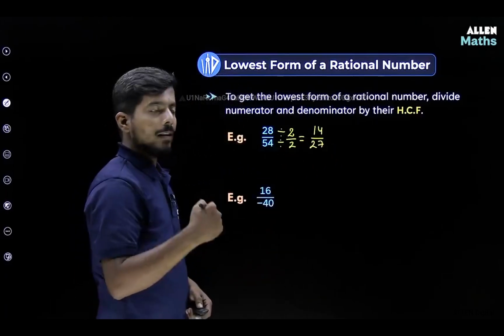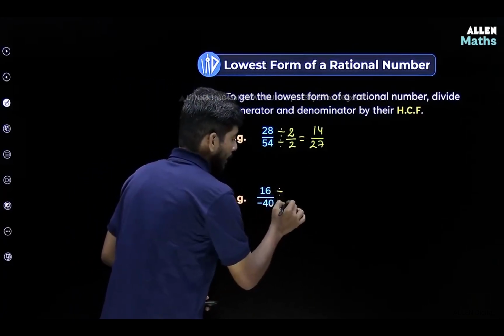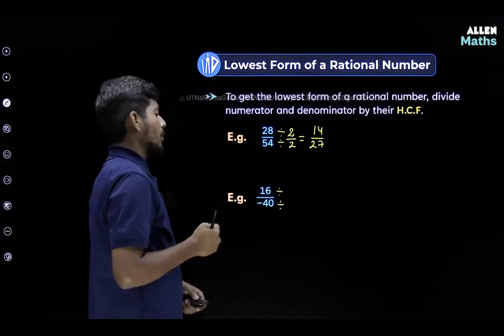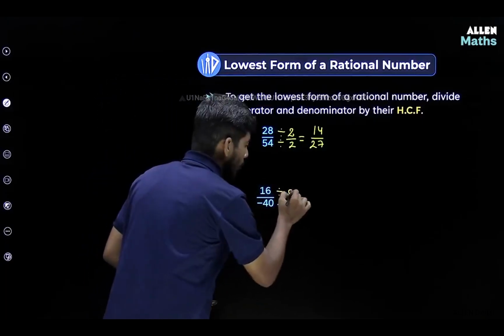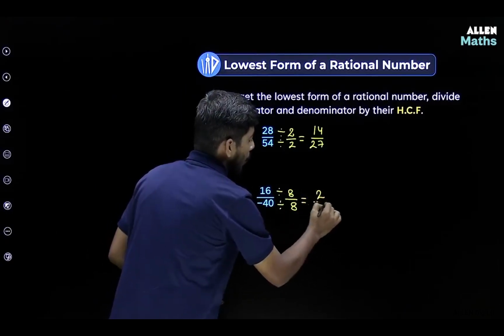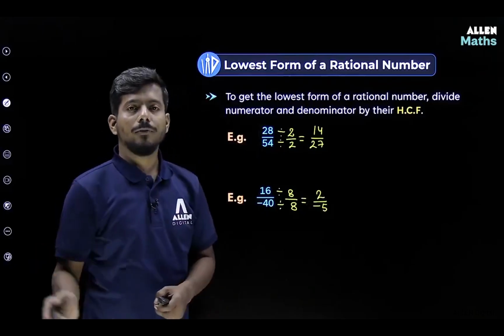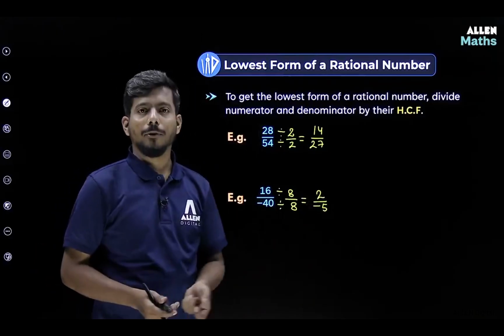Similarly, we have another example: 16 over negative 40. What is the HCF of 16 and negative 40? That is 8. So we'll be dividing by 8 and we have 2 over negative 5. Now remember, while solving for the lowest form, the denominator can be negative.